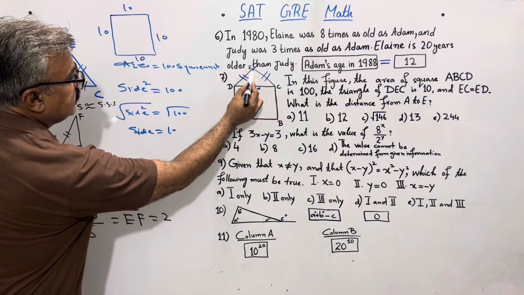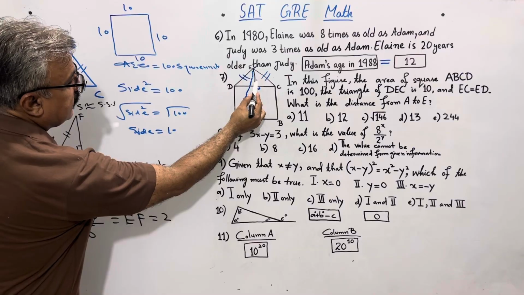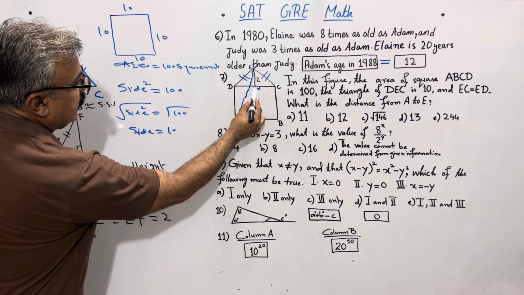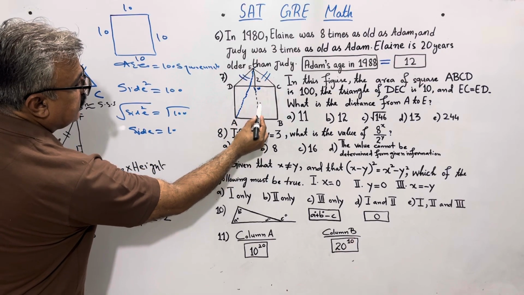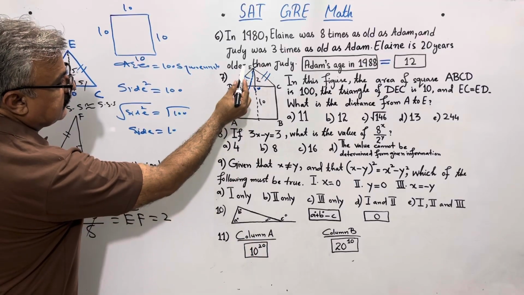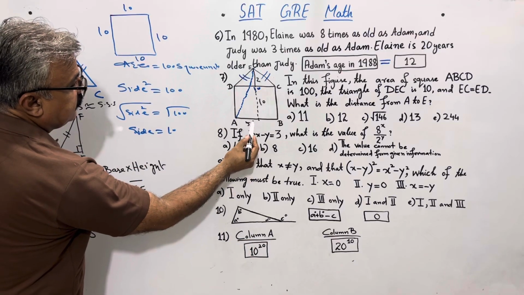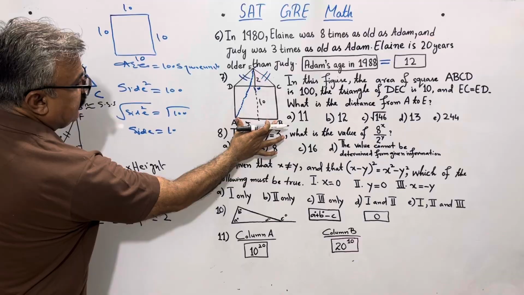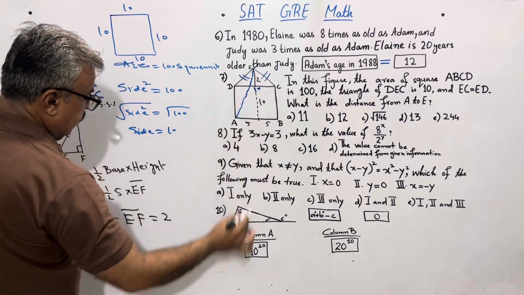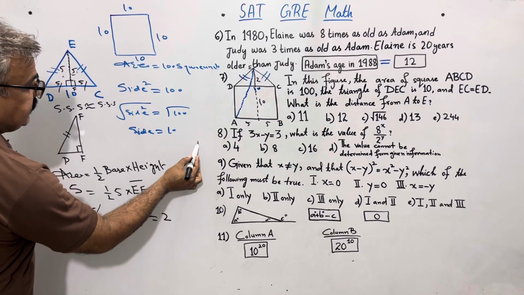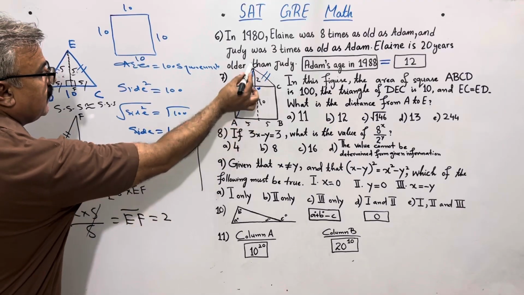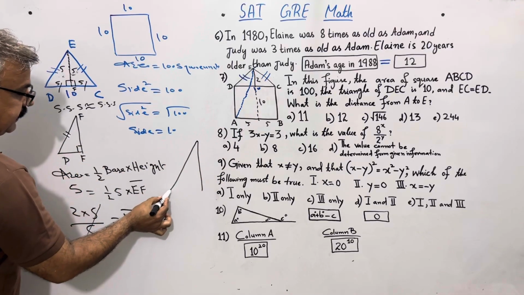Now our game begins. This is our 2 units. If I complete this one, this is also 10, and this is 5. DC is 5, AB is 5, this is 5, this is also 5. Let me slash out this portion that we are interested in. Here it is.